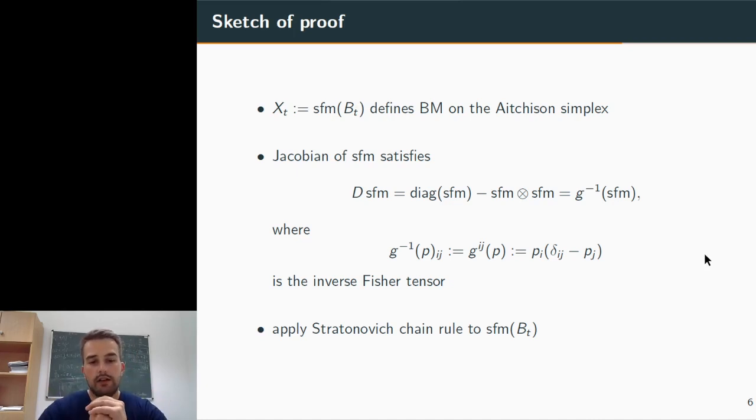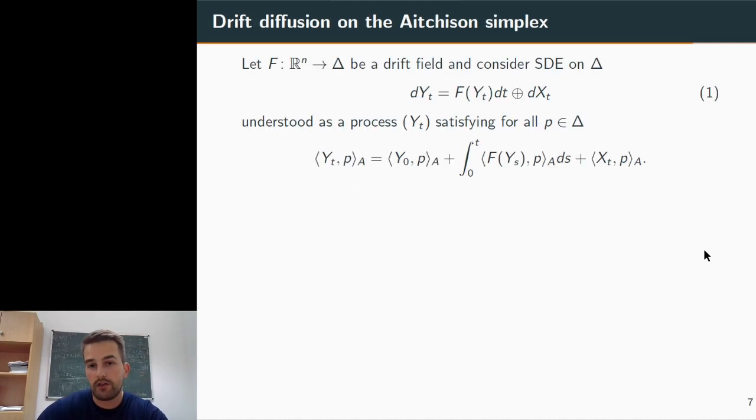Okay, so now we've gotten intuition of Brownian motion on the Aitchison simplex, and now we would like to study more general diffusion processes, for instance, by introducing some drift. So let's consider, for now just formally, this SDE on the Aitchison simplex. So we've got a deterministic drift part, which we then perturb randomly by additive Brownian increments. Here, this X_t is again meant to be Brownian motion on the Aitchison simplex. So how should we understand such an equation?